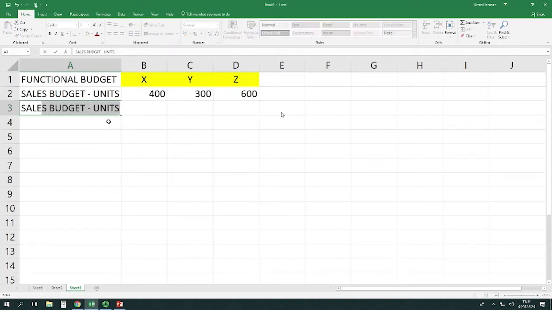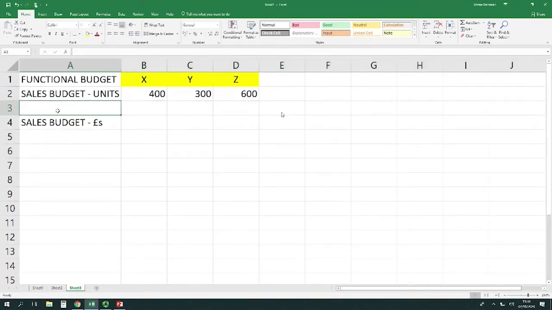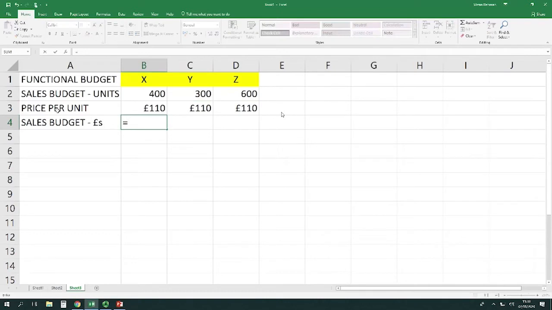So sales budget in pounds. So we have the same price throughout the 3 months. And we get our sales budget.